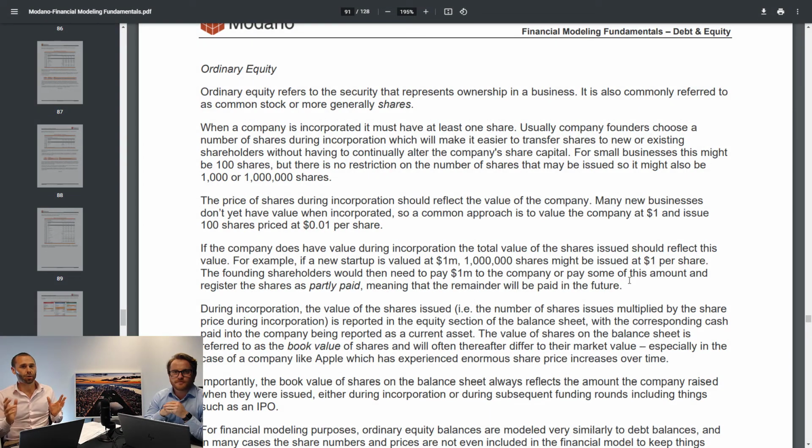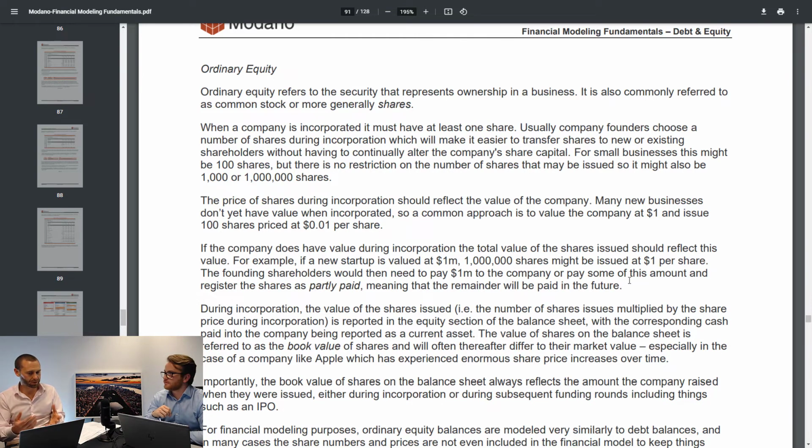Okay, so now let's look at ordinary equity. Ordinary equity is at the other end of the spectrum from debt, which is obviously secured. Debt doesn't get any upside in the business, but it's a lot safer and cheaper. Ordinary equity is basically the lowest ranking form that has the most upside. It's referred to as common stock or shares.